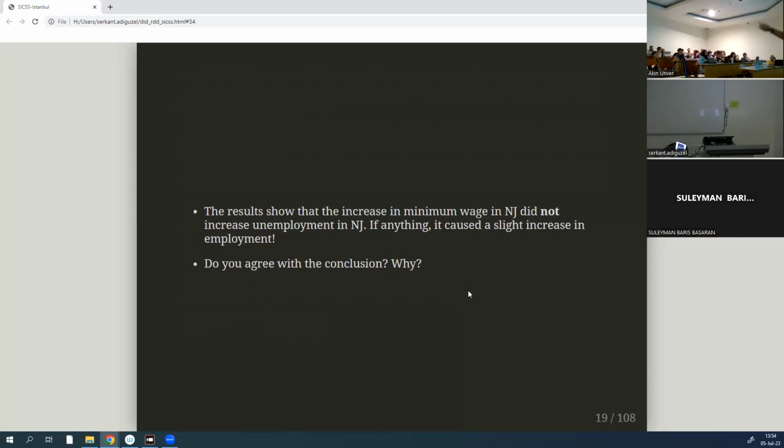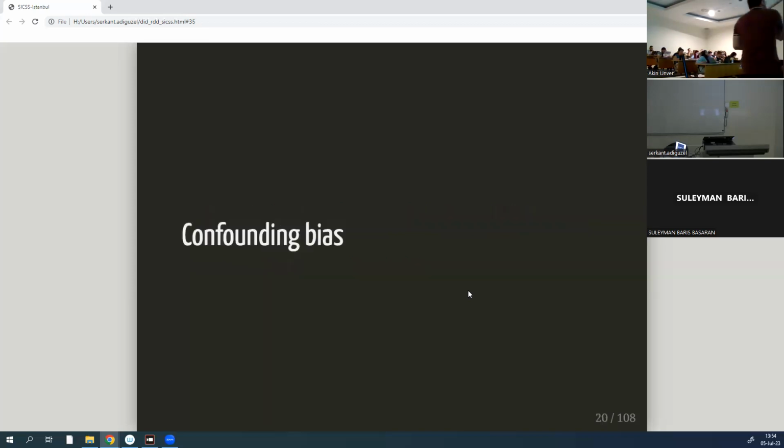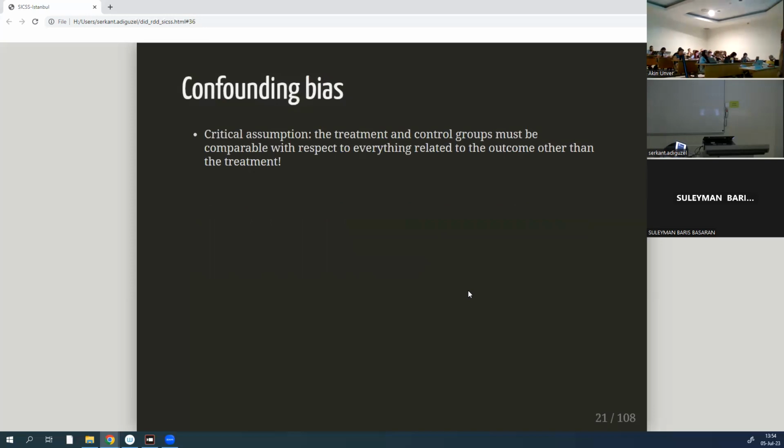How do you know? Maybe there is another labor-intensive industry in New Jersey that is actually increasing wages in New Jersey. Maybe it's that, not the minimum wage. You never know. So that's why we need to consider all these other factors that might explain this difference. And this is actually confounding bias. That's confounding bias, meaning that these unobserved factors that could have explained the difference, if you omit them, then there is this confounding bias.